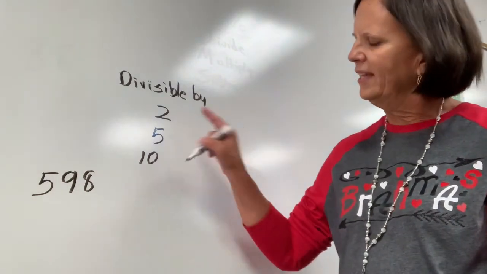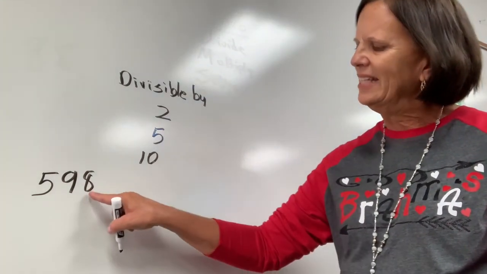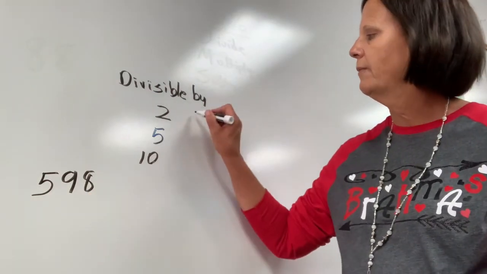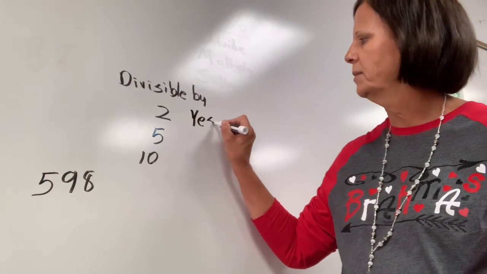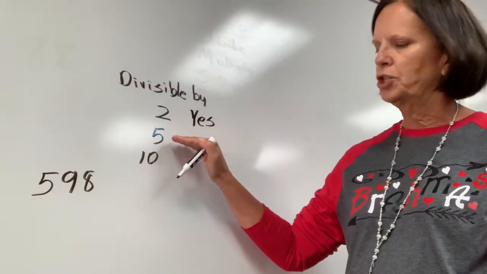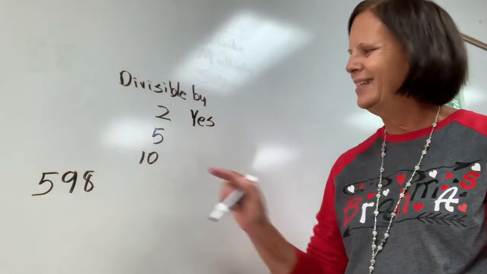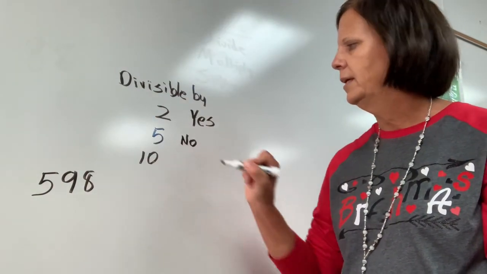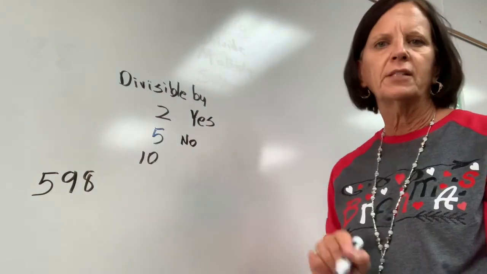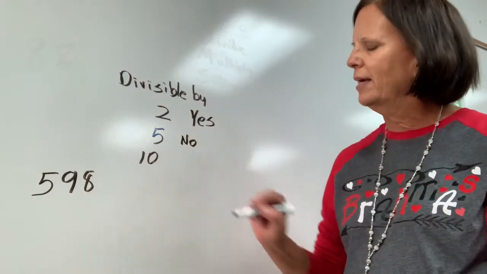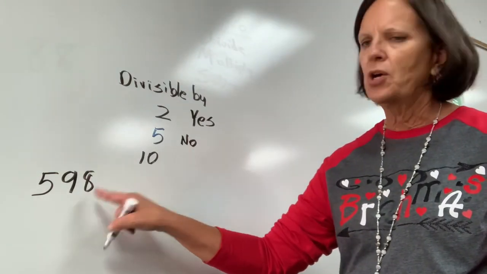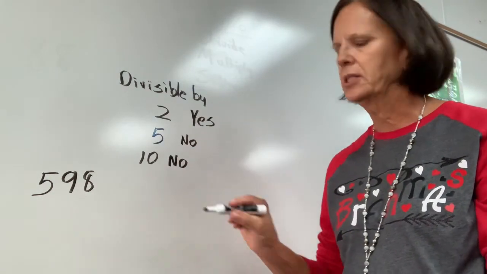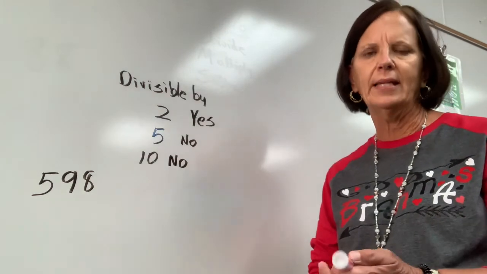Now, if I'm thinking about 2, it's an even number. It ends in a 2, 4, 6, 8, or 0. So I'm going to say yes, it is divisible by 2. When I'm checking for my 5s, it doesn't end in a 5 or 0. So I'm going to say no. It's not divisible by 5. And then when I'm checking for my 10s, it does not end in a 0, so I'm going to say no. It is not divisible by 10.